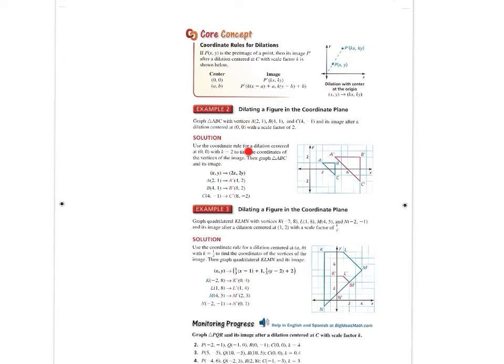So here's example number 2. Make sure you read through example number 2 for a dilation about the center. And then example 3 is a dilation not centered at (0, 0). So definitely make sure you read through both of these examples. Pause the video to capture both of these in your journal.